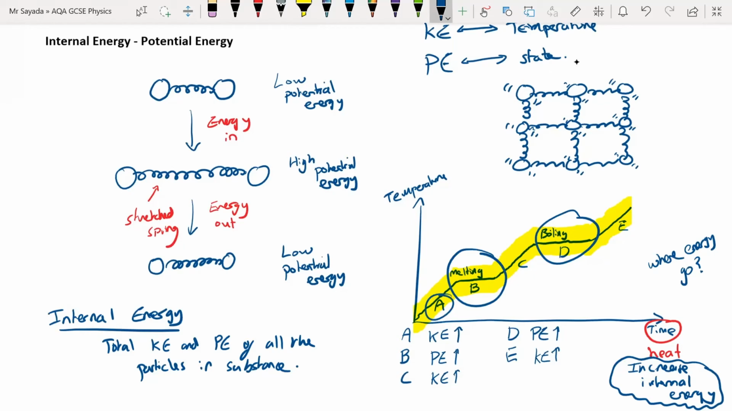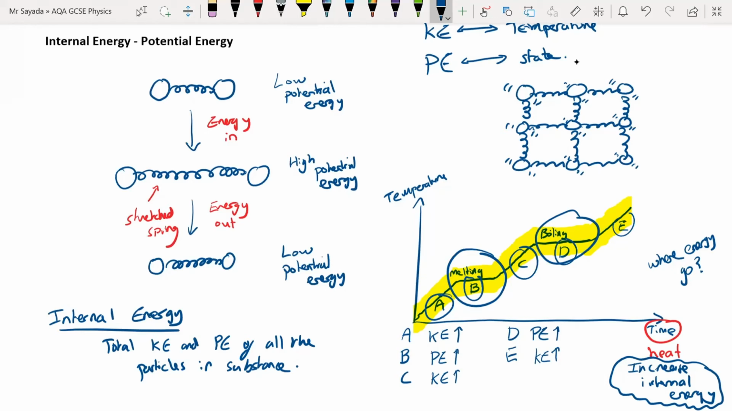the heat energy that I was pouring in increased the internal energy to increase the kinetic energy. In section B, the heat energy that I was pouring in increased the internal energy, but to increase the potential energy, which made the bonds weaken so that the particles in the liquid could move. In section C, I increased the internal energy, which increased the kinetic energy. In section D, I increased the internal energy, but that increased the potential energy, which made the bonds break completely, so the particles could now move freely, like in a gas. And finally, in section E, I increased the internal energy, so the kinetic energy increased.